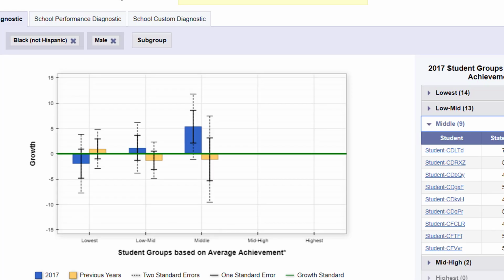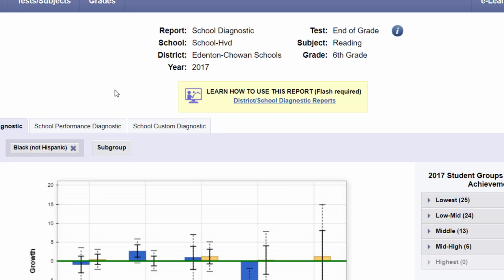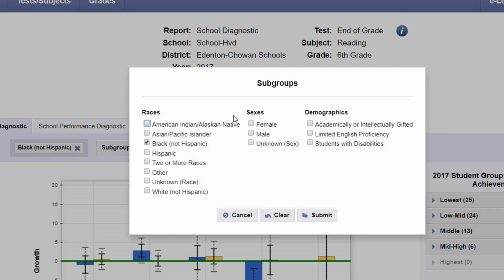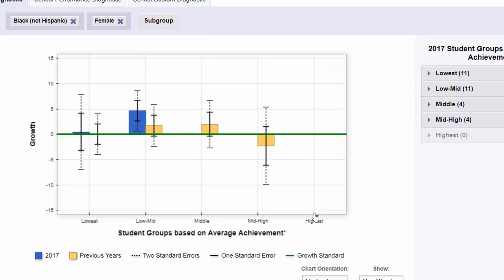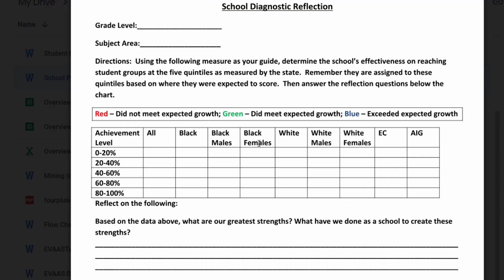So did I do that well with my females? I can take my males off, and I can add my females. And I actually did very well with my next to the lowest female group in that particular category. So I met and I exceeded. So I would come back to this worksheet and I would color this green and I would color this blue. Now you get the idea. You would continue to color this chart all the way across in all categories until your chart was finished.